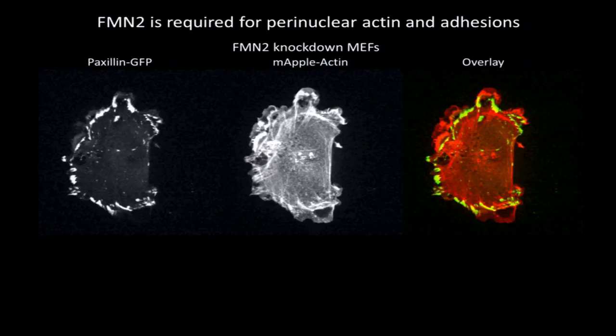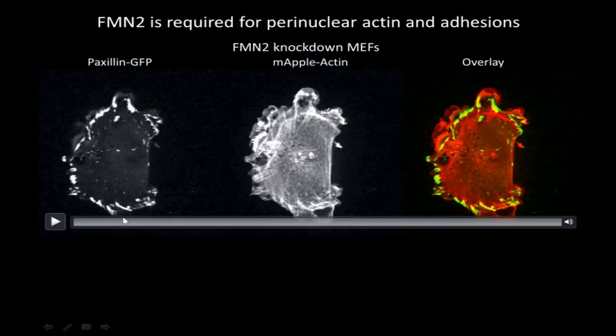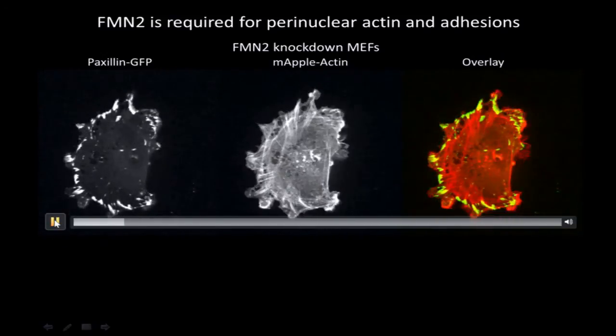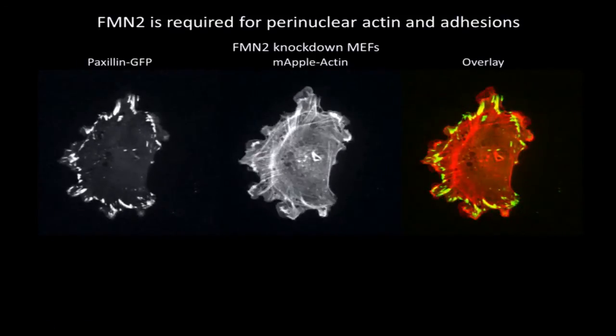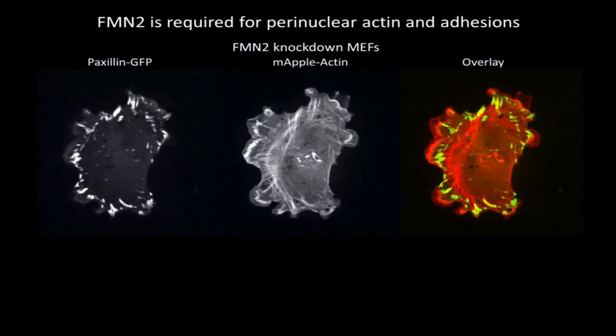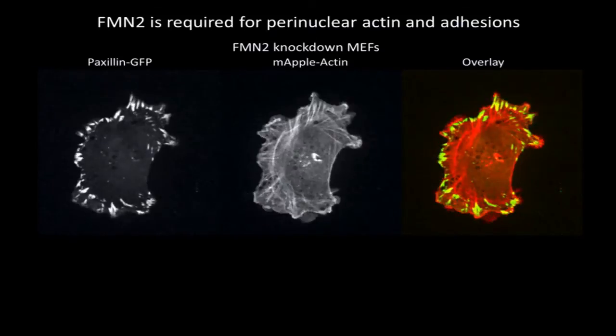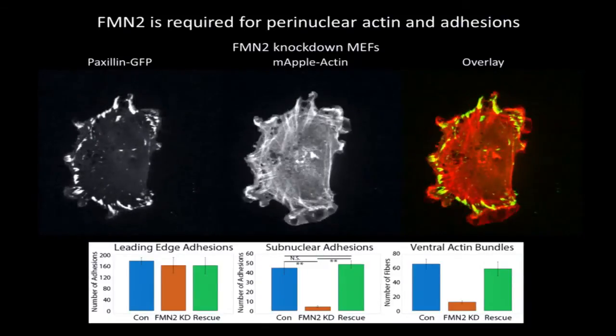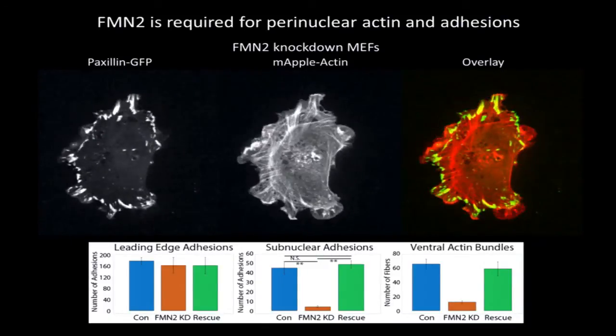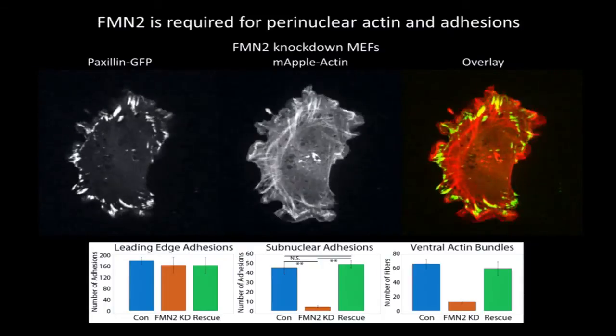So, okay, is this FMN2, this formin that looks like it's near there, making these funky stress fibers and adhesions? Yes. So you get rid of that formin by knocking it down by siRNA, and now you have no adhesions under the nucleus, and you have none of those stress fibers in the middle of the cell at all. And you can quantify this just by counting. There are no subnuclear adhesions when you knock it down, no ventral actin bundle.